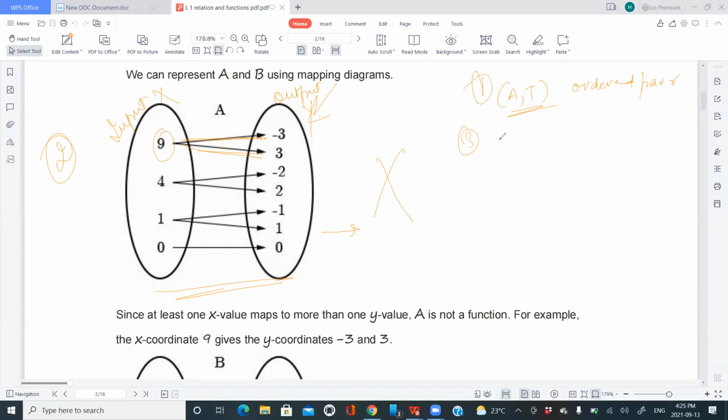What is the third representation? A table. We can represent any function in a table form, right? If you write X values here and Y values here, this is also one kind of representation of a function, right?